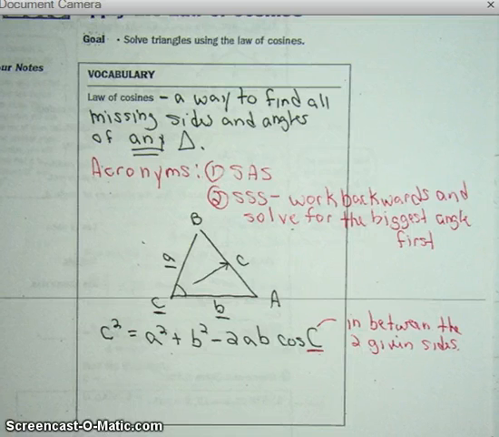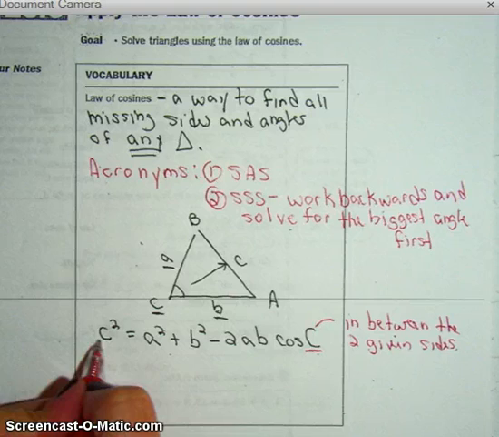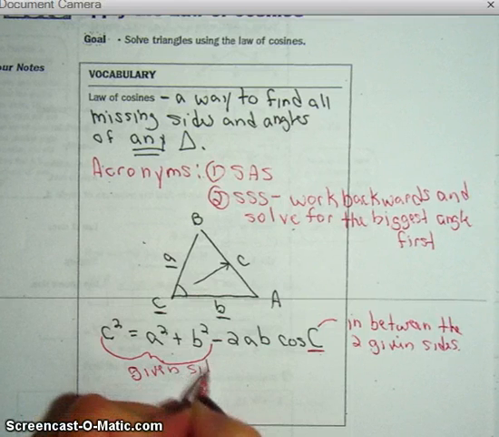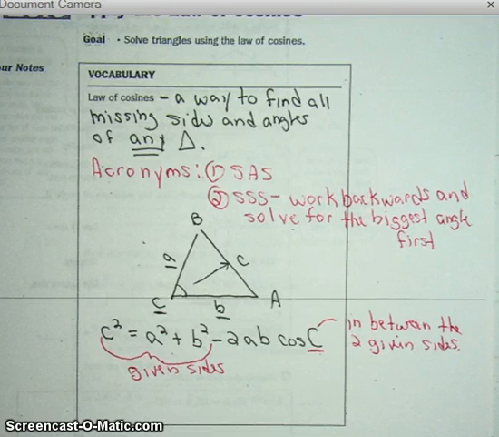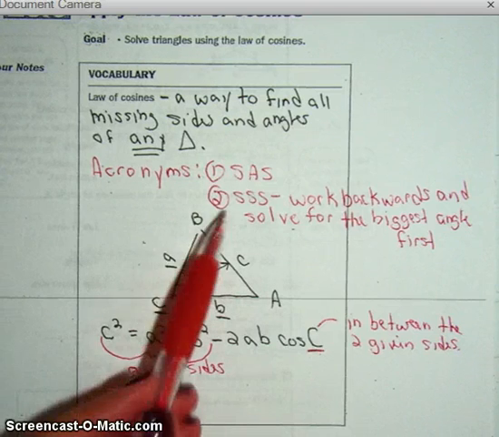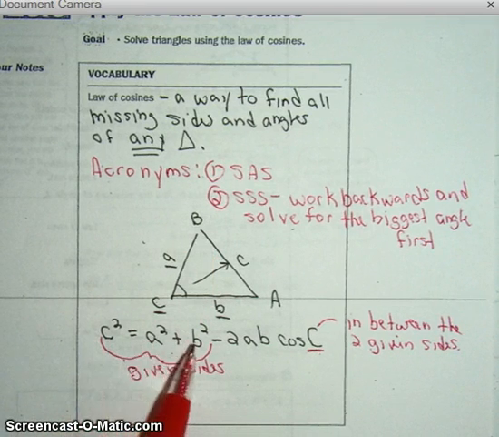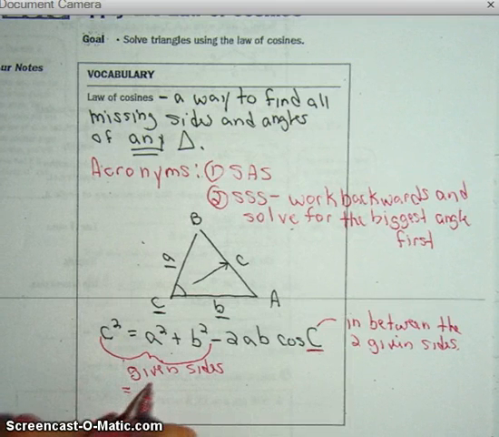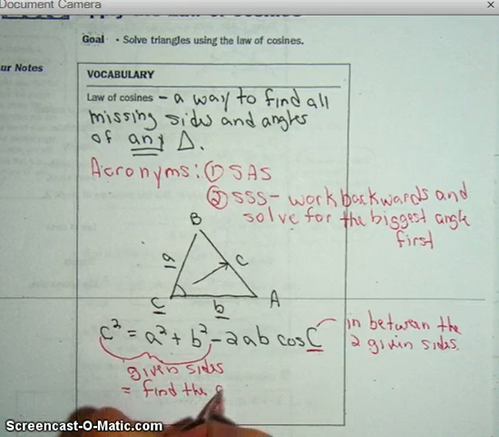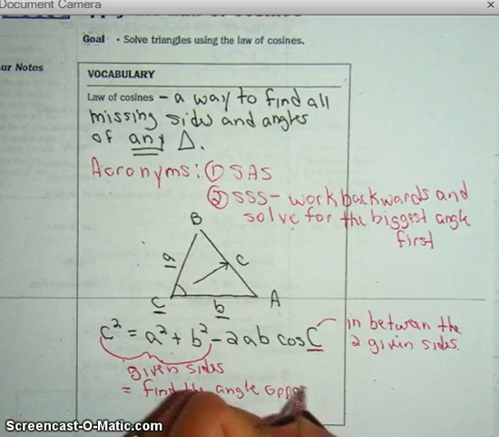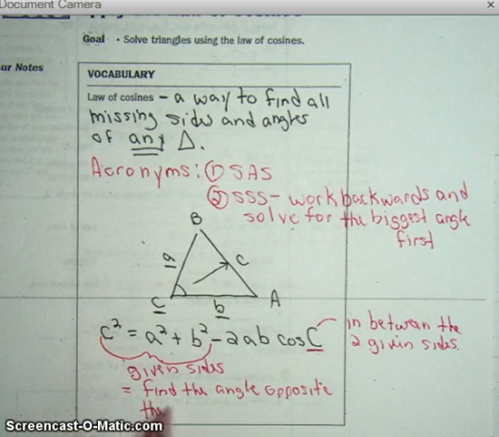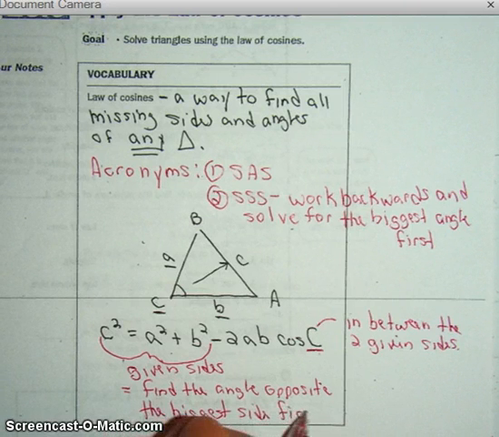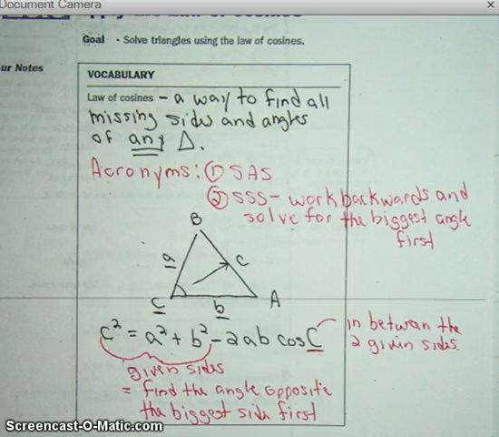All right, the other case is side, side, side. In the second case, these would be the given sides. So case 2 is right here. They'll give you little c, little a, little b. And again, what you're going to do is find the angle opposite the biggest side first. So find the angle opposite the biggest side first.